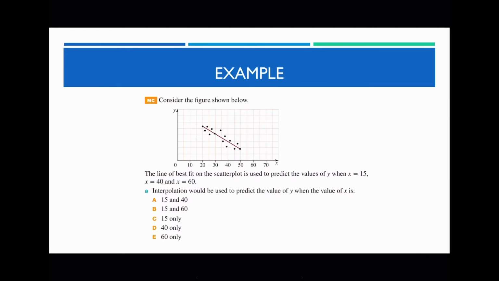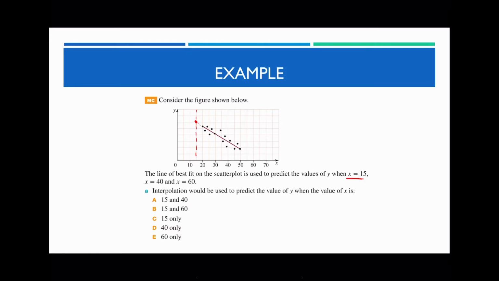All right, let's look at a better example so you have a better understanding of the differences between interpolation versus extrapolation. The question reads, consider the figure shown below. The line of best fit on the scatter plot is used to predict the values of y when x is equal to 15, x is equal to 40, and x equals 60. Because we're trying to find out the y value of these three points, x equals 15 is over here, so I'm just going to draw a line as such. The question wants you to read, what is the estimated y value when x is equal to 15?